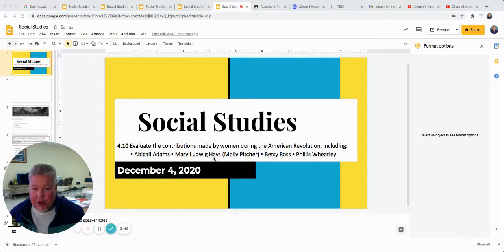Mary Ludwig Hayes, you know her as Molly Pitcher. We talked about Molly Pitcher and how, actually you watched Liberty Kids on her as well, she would carry a water pitcher to the cannons and pour it in the hot cannons to cool them off. There were a lot of women that helped with the cannons. And Molly Pitcher is thought to be just kind of a general nickname for all the women who helped with the cannons during the Revolutionary War. There's one specific lady named Mary Ludwig Hayes that you'll hear about again today, who's one of the women the question is about, from your benchmark test.